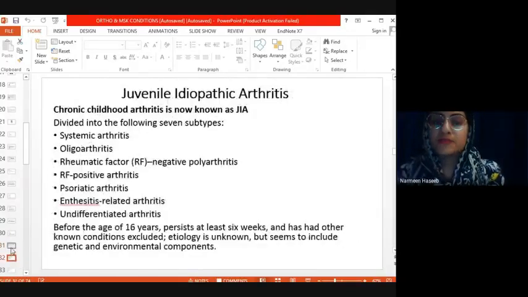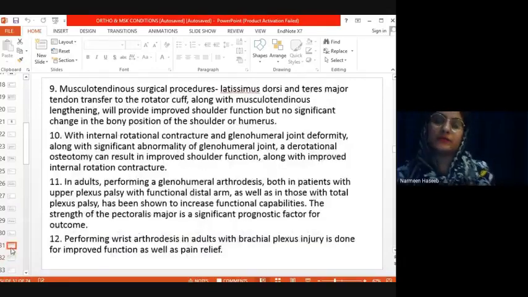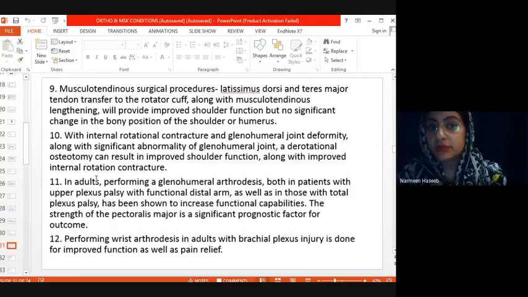So with this, we are done with the part of our lecture for this week. You need to learn all the points that come under the topic of growth and development, all the congenital conditions, and then brachial plexus injury as well.